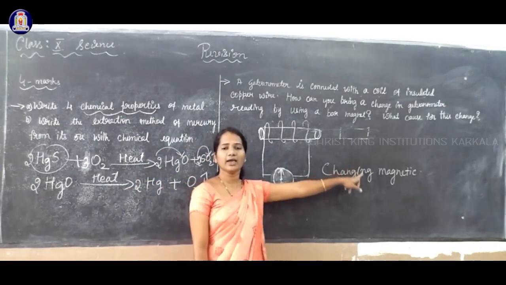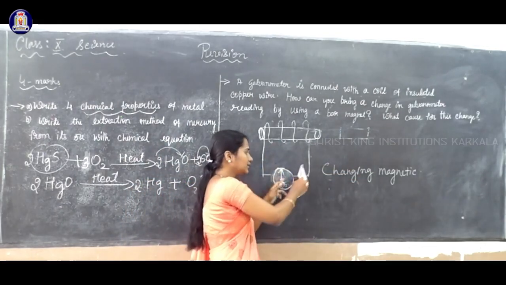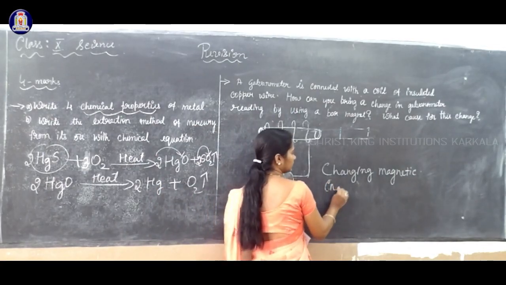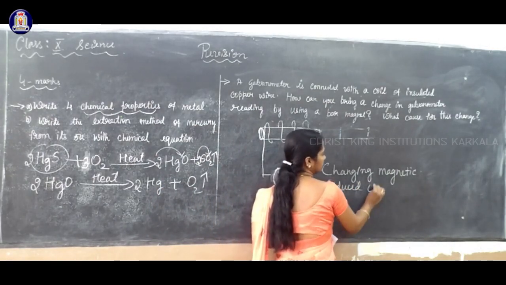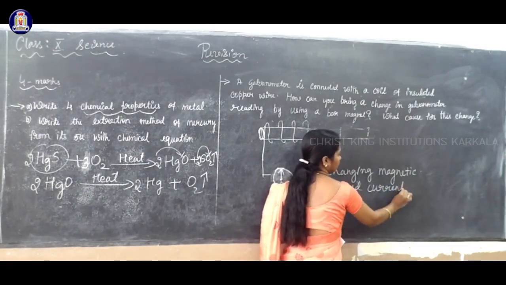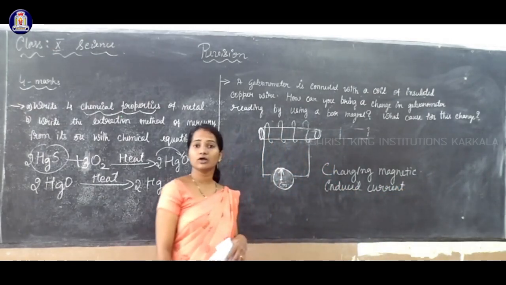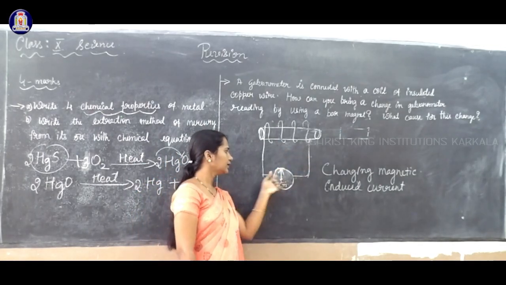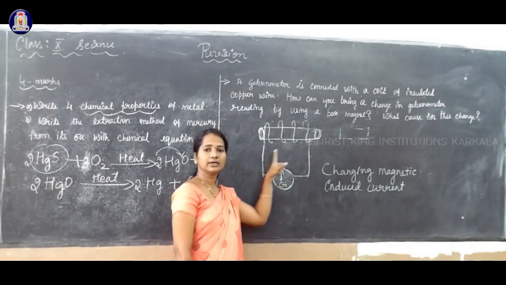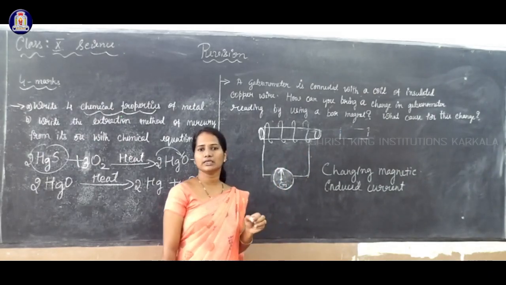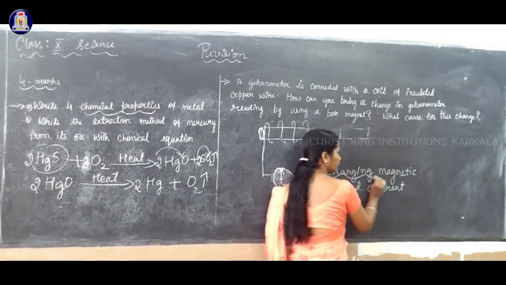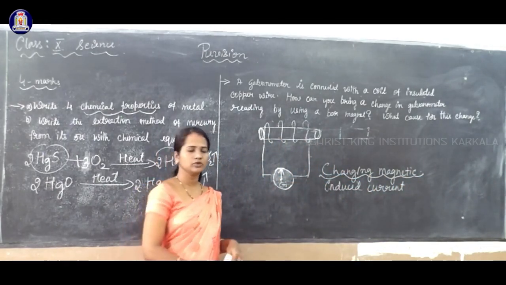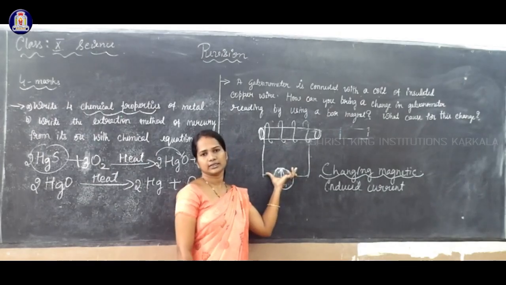So, changing magnetic field produces current in the conductor. We call this current induced current. That is electromagnetic induction. So, what is the cause? Changing magnetic field produces induced current in the conductor. That is the main reason. Changing magnetic field, that is the main word.